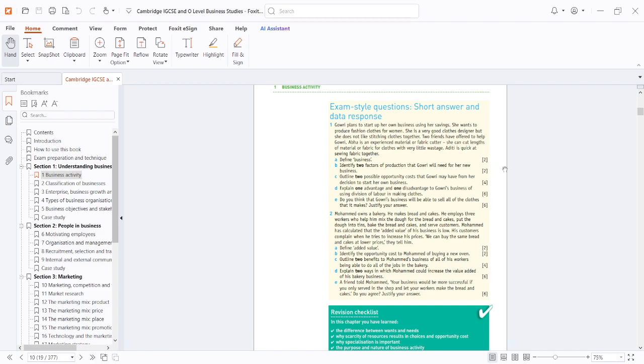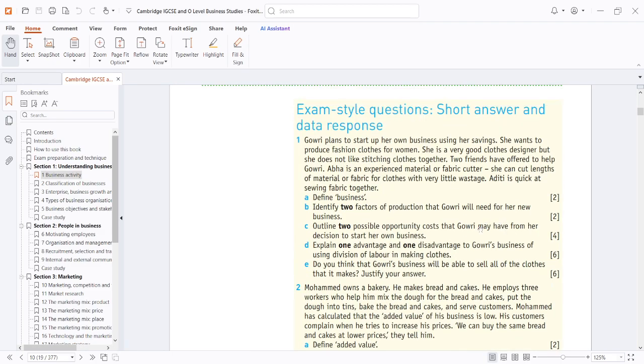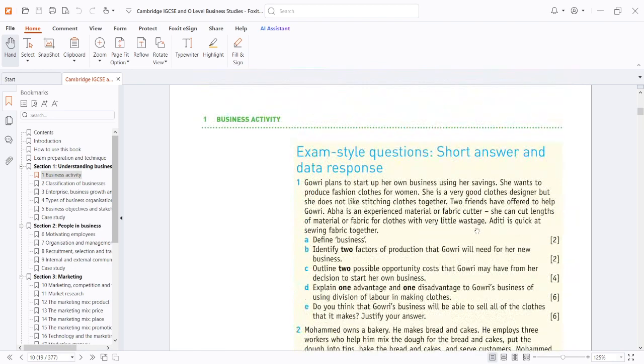So, define a business. Businesses. Oh, first let's read the case study. This will likely be paper one style.